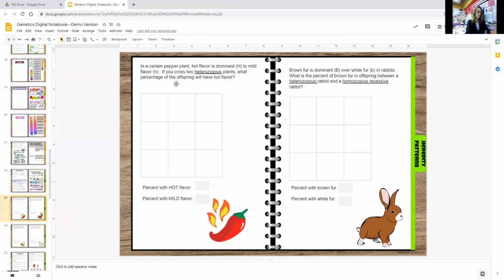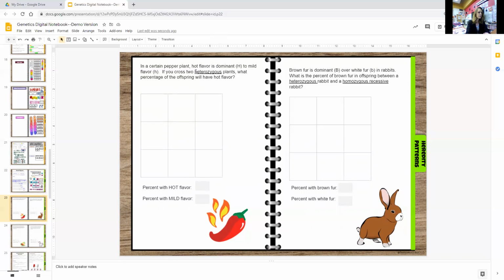So our question up here says, in a certain pepper plant, hot flavor is dominant, so it's going to be represented with a capital H, to mild flavor, which is going to be represented by a lowercase h. If you cross 2 heterozygous plants, what percentage of the offspring will have hot flavor? Now, I've already done this for you in your notes, but anytime you get a Punnett square problem, I want you to underline the parents' genotypes. That way you know what you're working with. You don't have to go searching through the problem for it time and time again to refresh yourself.